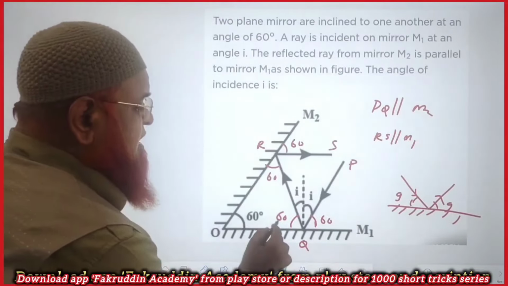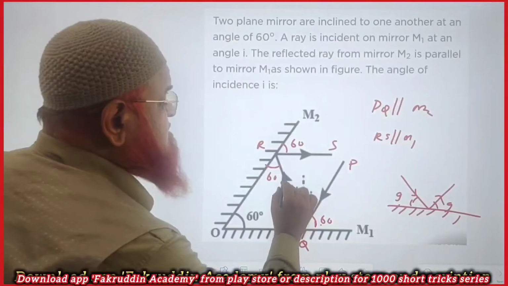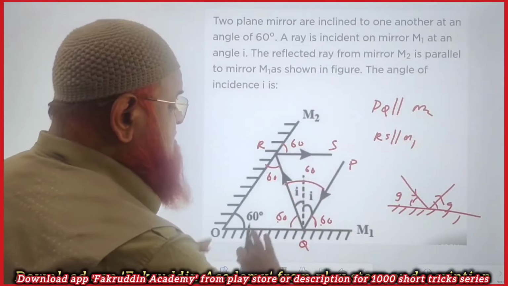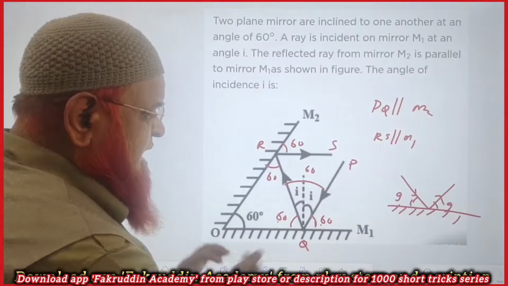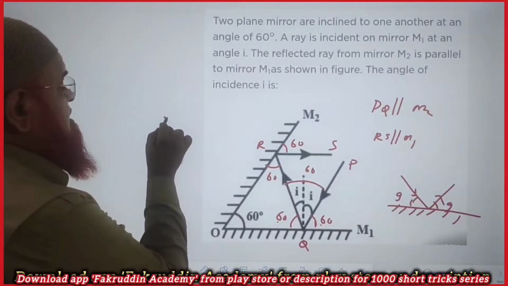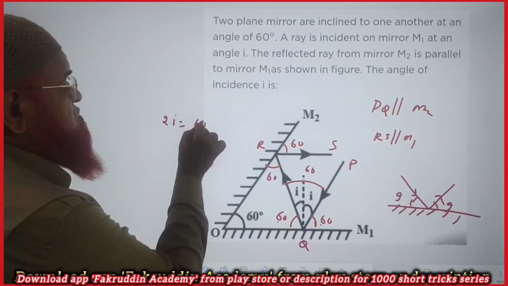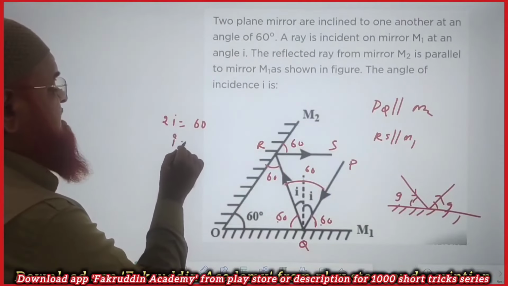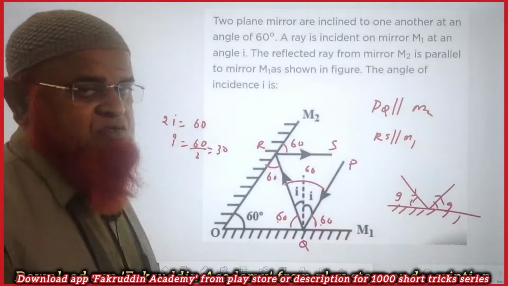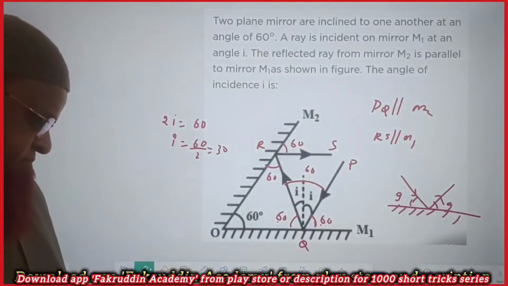This is 60 and this is 60, which means these combined together make 60 degrees, because 60 plus 60 plus 60 is 180. And the angle of incidence and angle of reflection are the same. That means 2i is equal to 60 here. That means i is equal to 60 by 2, which is 30 degrees. So this is also the same type of model.